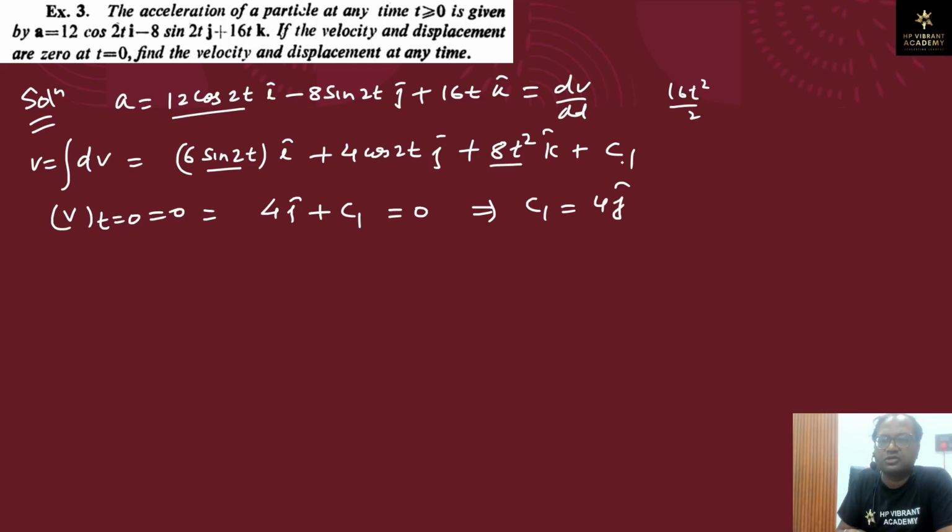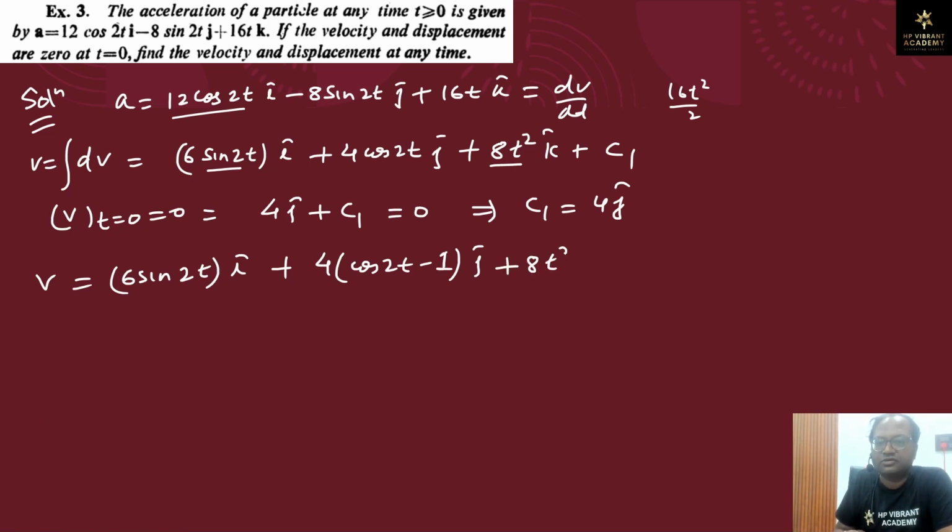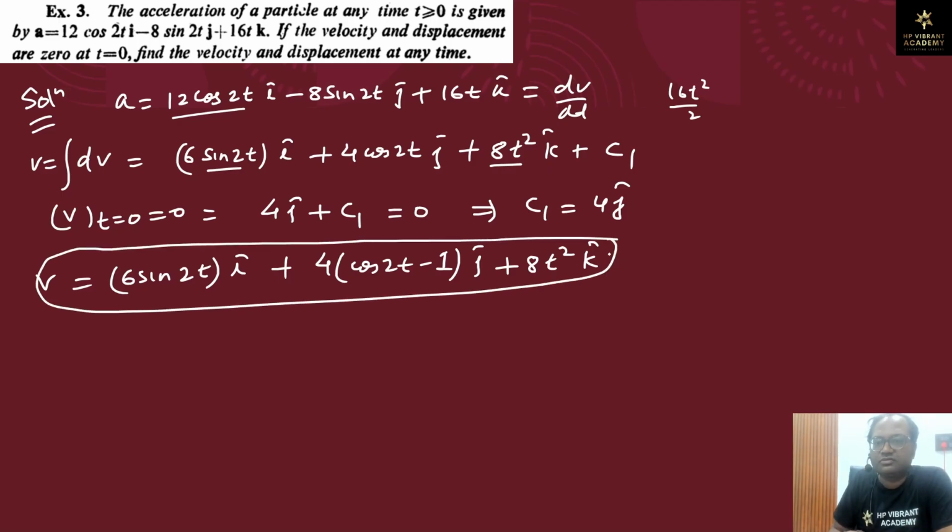Okay, so let us put c1 = 4 j cap in this. So we have v = 6 sin 2t i cap plus 4 j cap, so this will get combined with the j cap term. So this is 4 times cos 2t minus 4 j cap. Sorry, cos 2t minus 1, no? Minus 1 j cap plus 8t squared k cap. Okay, so this is the acceleration, this is the velocity. Velocity at time t.